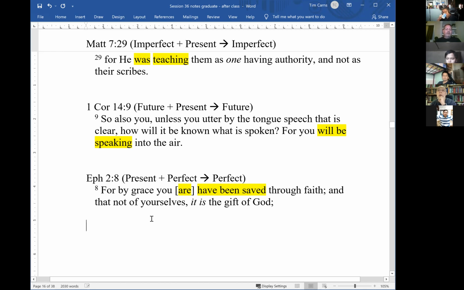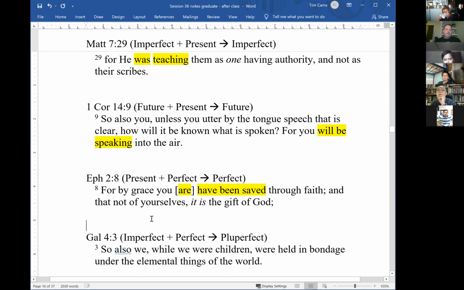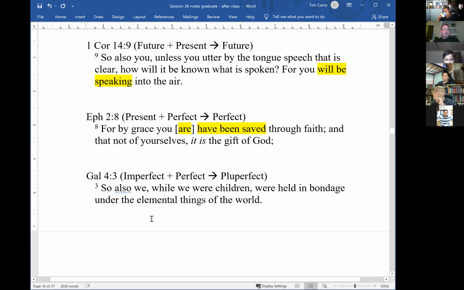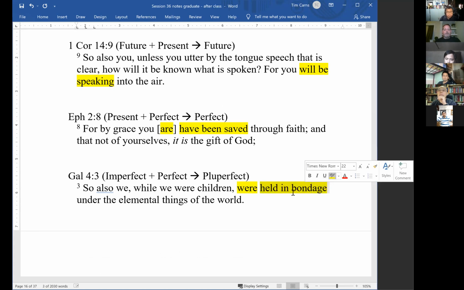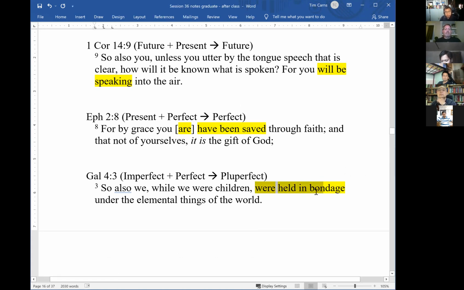Okay. And then finally, one of the rare examples, I think there's only a few in the New Testament, an imperfect verb of being, and then "held in bondage" is actually the Greek verb here, and it's a participle. So it's translated as a pluperfect.